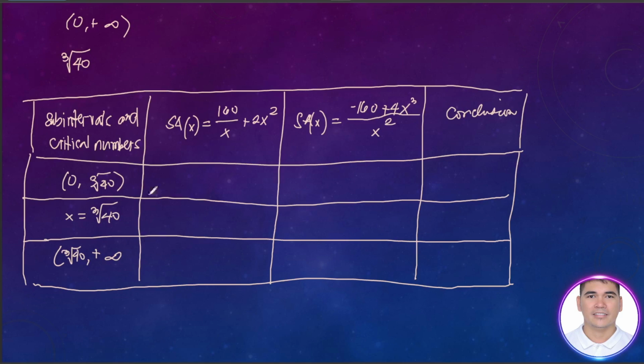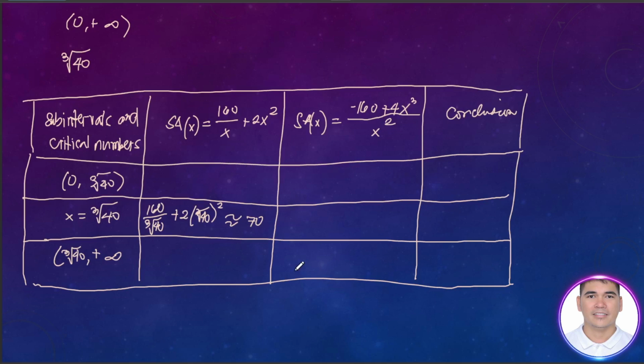Okay. So based on our previous topic, in this part, we're just only going to solve for our x using this given equation. So substitute lang natin po yung cube root of 40, then simplify. So we get 160 over cube root of 40 plus 2 times the square of cube root of 40. Approximately, yung result po niyan will equate to 70.